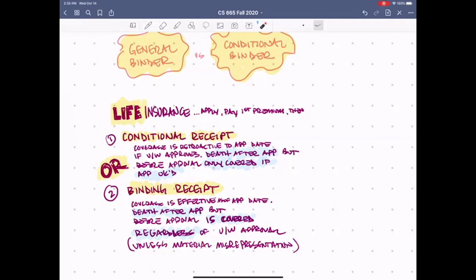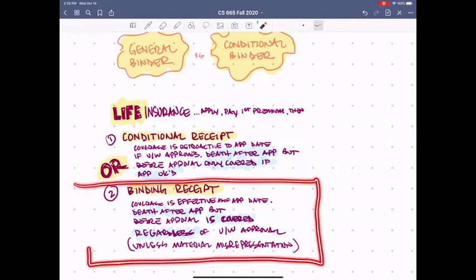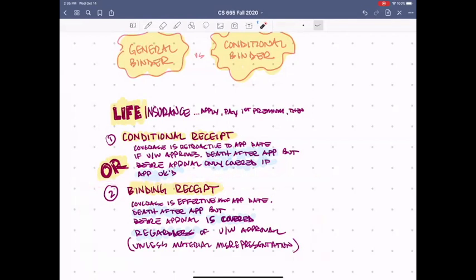But if you died between the time you completed the application and the time that you heard back from the underwriter, there would be coverage under this binding receipt scenario, regardless of whether or not the underwriter approved it. A conditional receipt says, look, you'll only be covered in this weird purgatory that you're in from the time that you apply until the time you're approved.